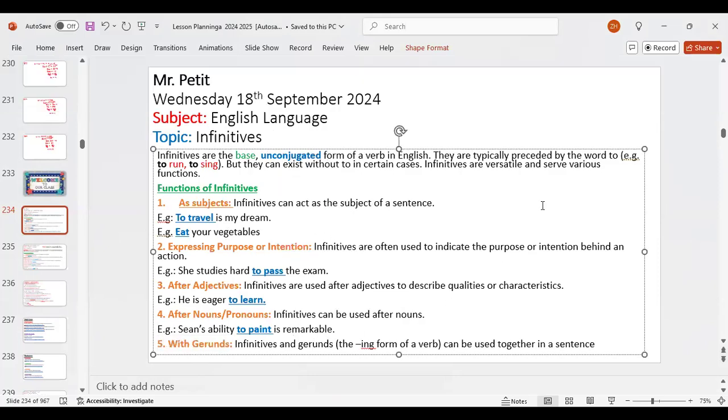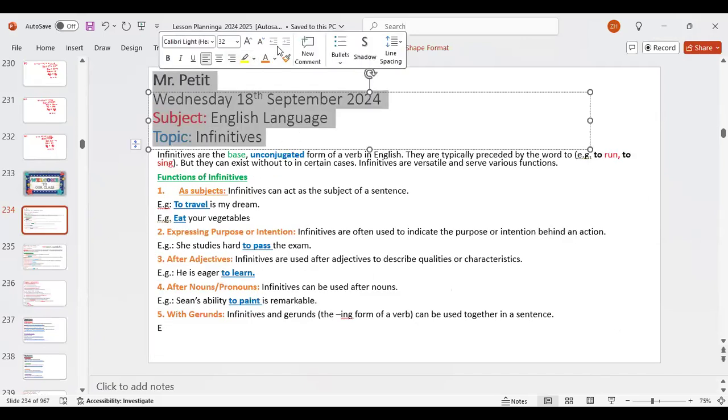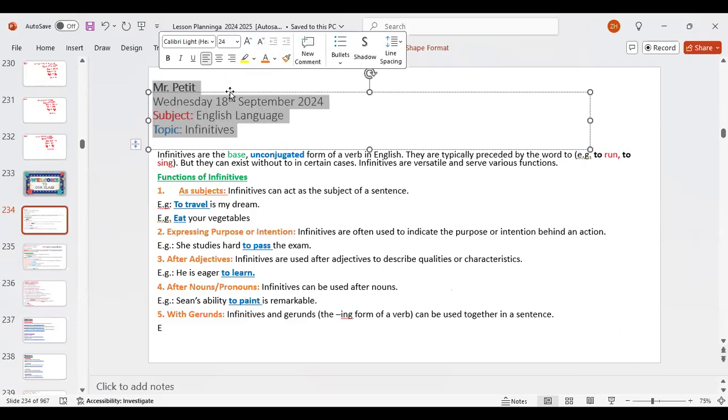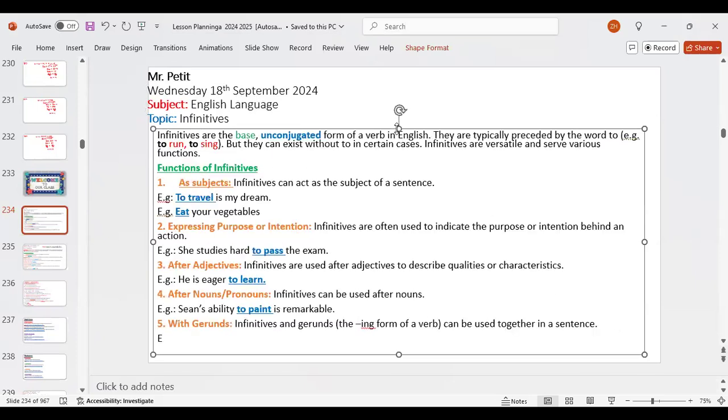Go ahead. I don't know if you're talking low or if your mic is low, but the sound is kind of low. All right, how about now? I can hardly see the board. It's fine. Okay, let me make this a little bigger for you.